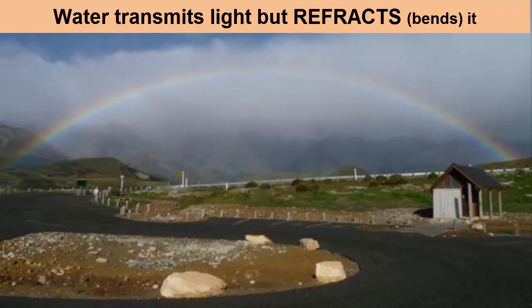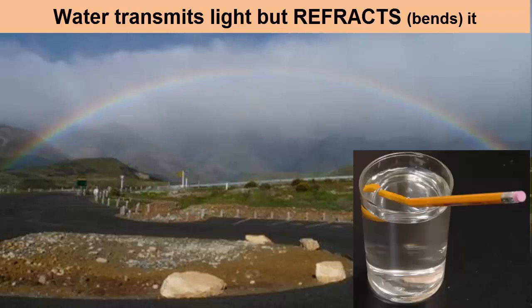Another important characteristic of water is how it transmits light. Most water lets at least some light through it, but this light is bent. We see that clearly when we put an object halfway into water and the outside lines don't match up. This bending of light is also visible when we see a rainbow.